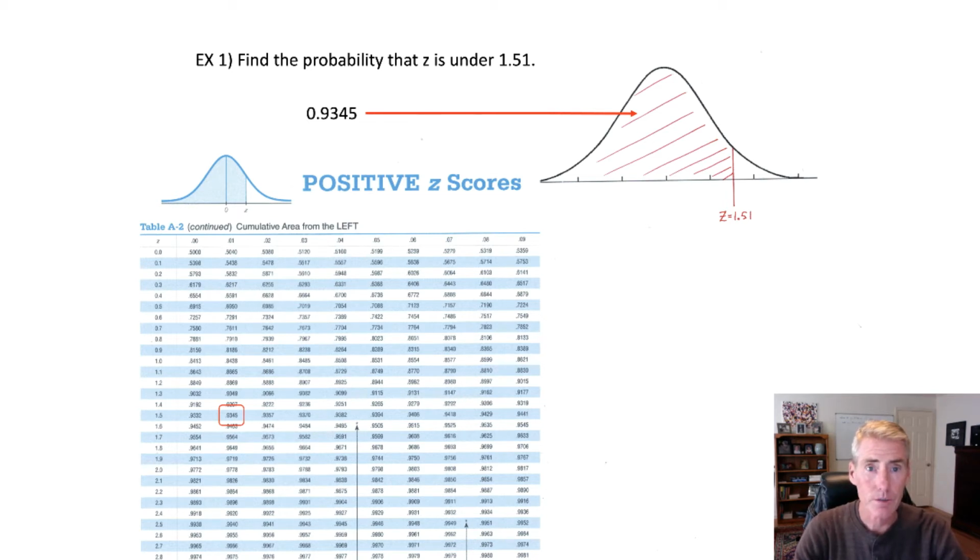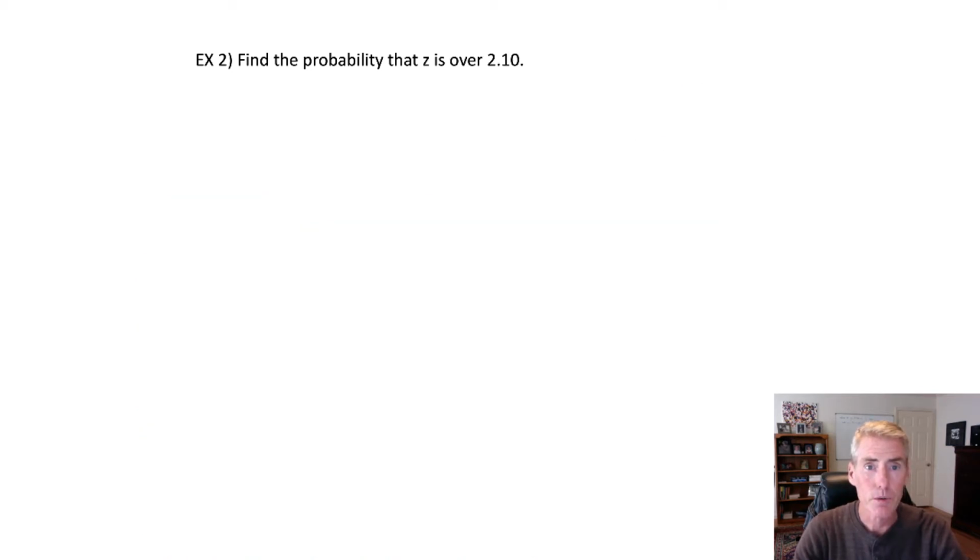Okay, on to example number 2. Find the probability that a z-score is over 2.10. So draw a little picture. Over would mean to the right, so it's this small area right here. So we should end up with a fairly small answer when we're done.